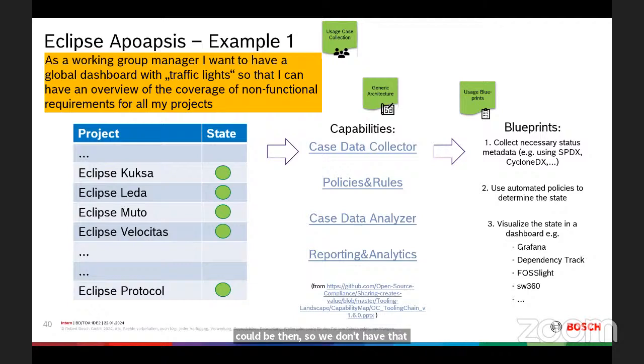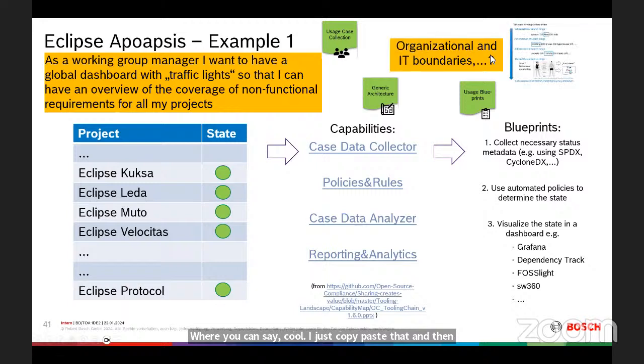But that could be then a potential blueprint where I say, okay, I'm using, for example, Grafana anyway in my company, or Dependency-Track, or Cephalus 360, whatever. So for this setup, I already have a blueprint in the drawer, right? Where you can say, cool, I just copy paste that, and then at the end I get this overview. And here, this is where the fact sheets come in, right?